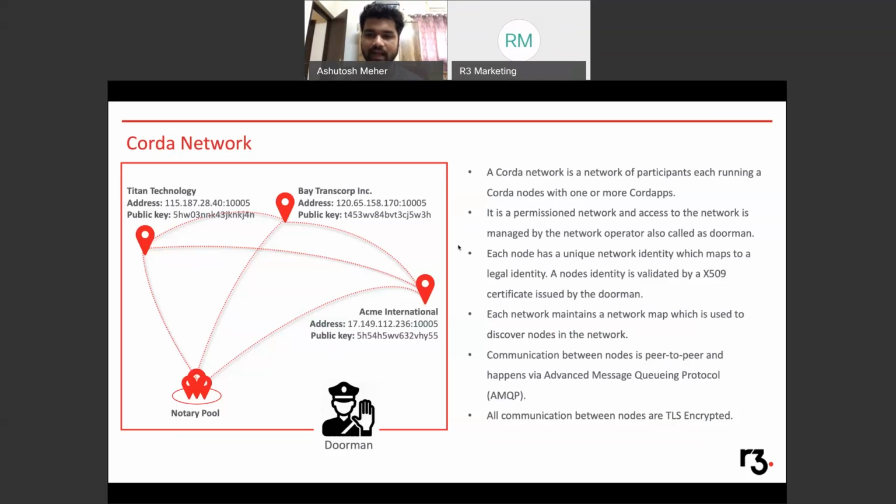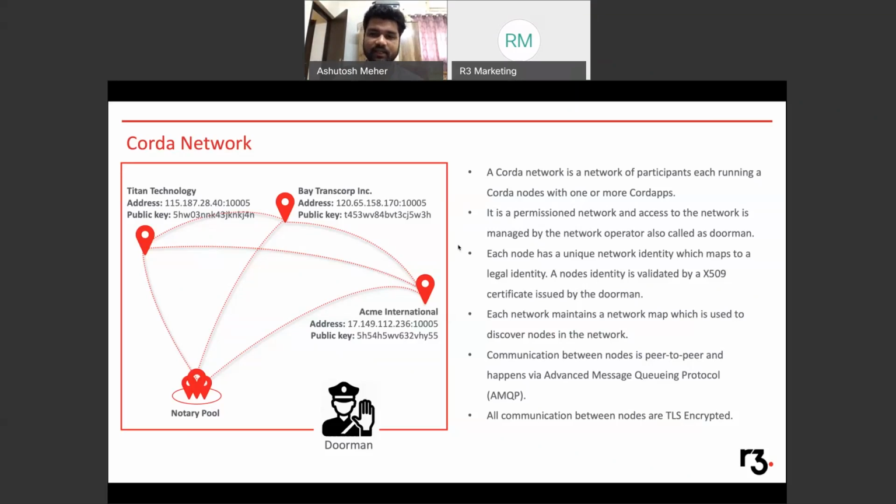Each of the nodes will have their own legal identity, which is unique to the entire network, and then the domain will be providing its signature on their certificates. But how do the participants in the network actually search for each other? If there is Acme International in this particular network that you see, how does it know that there are other two participants like Bay Transcorp and Titan Technology? And if it does know that they are there, how does it know where to connect, where to contact them? What is the address that it has to mention in the transactions so that the node will be able to connect to them?